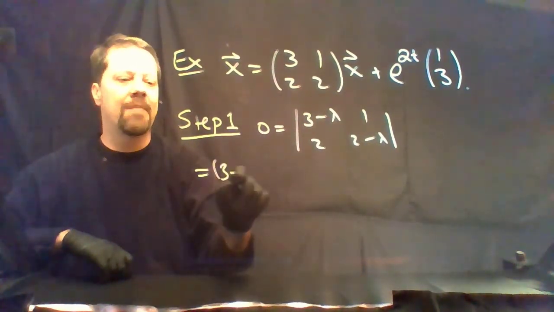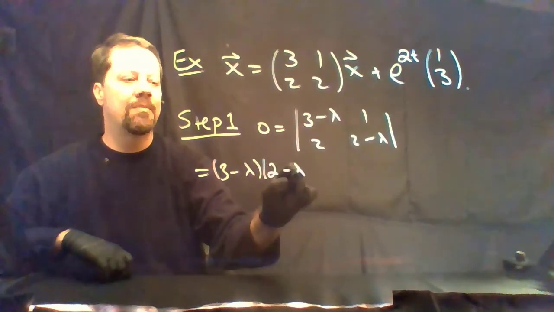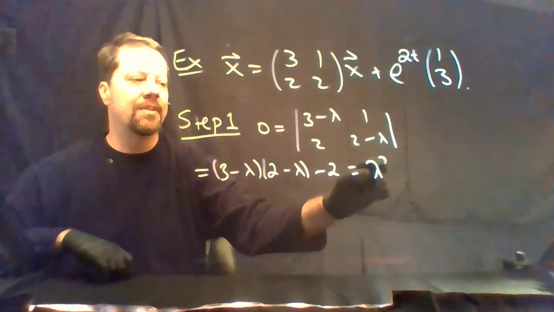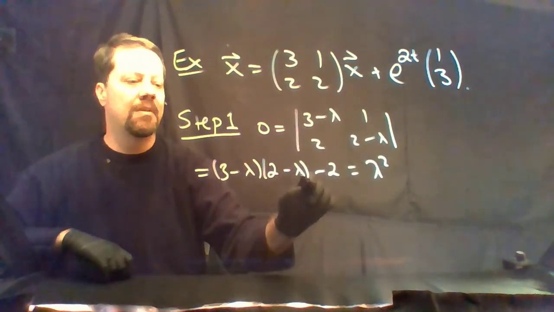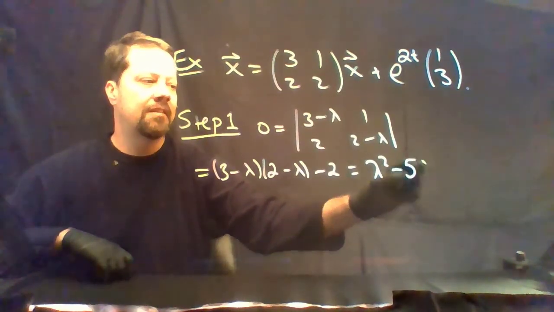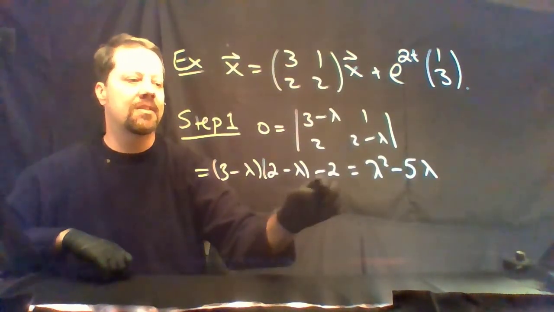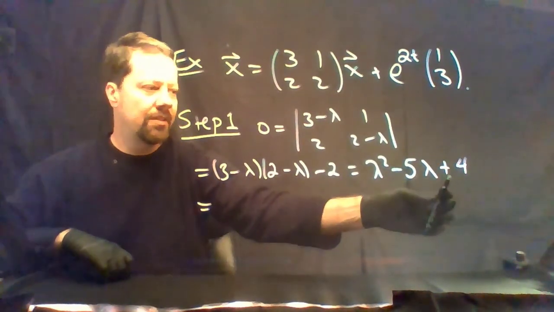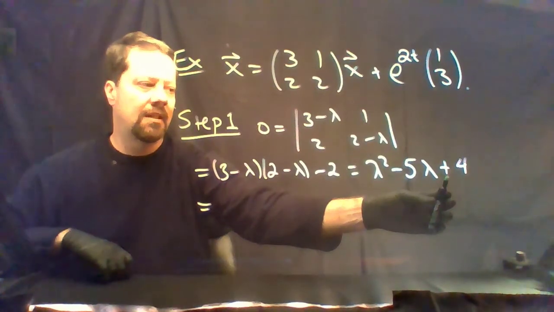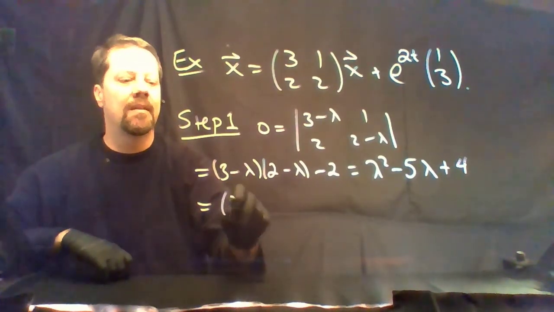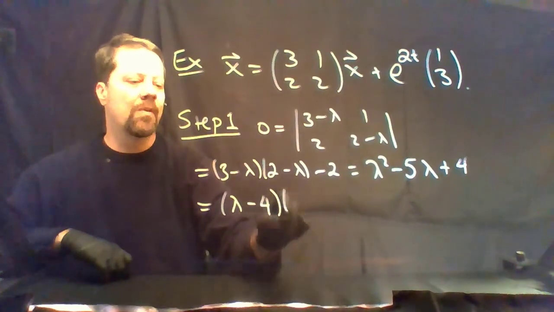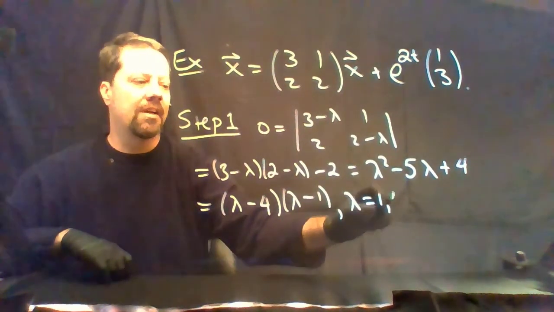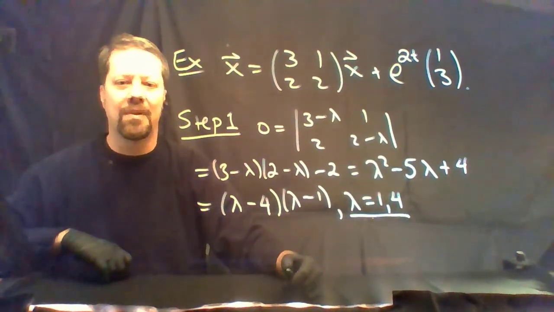Here we have 3 minus lambda, 2 minus lambda, minus 2, and that simplifies as positive lambda squared. Negative 2 minus 3 is minus 5 lambda, and then 6 minus 2 is plus 4. You can see that we're going to have two negative signs here. Lambda minus 4, lambda minus 1. The eigenvalues are 1 and 4.